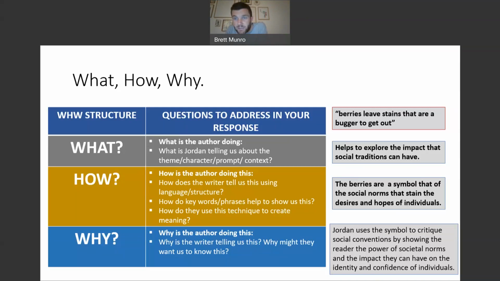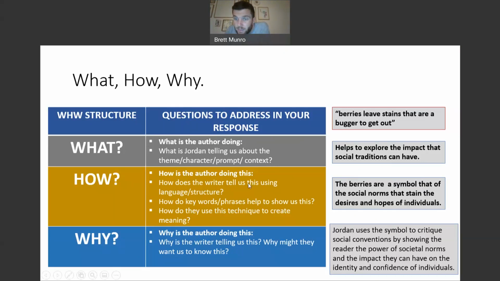So the what is, it helps us to explore the negative impact that social traditions have. Or it helps Jordan, actually. The how is that the berries are a symbol and they represent that stain of the desires and hopes of the individual that is holding us back and providing that reminder. The why is Jordan wanting to convey this idea? Why is Jordan wanting to convey the idea that individuals have their lives stained by social norms?